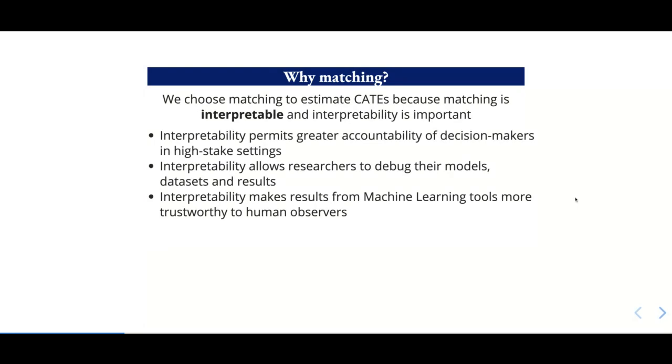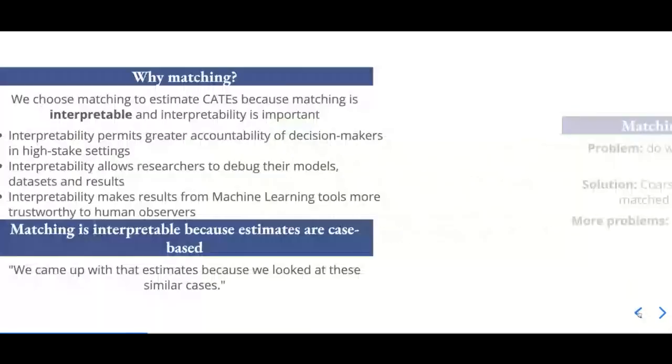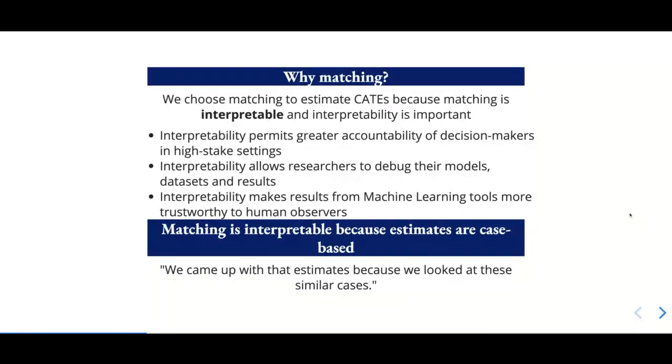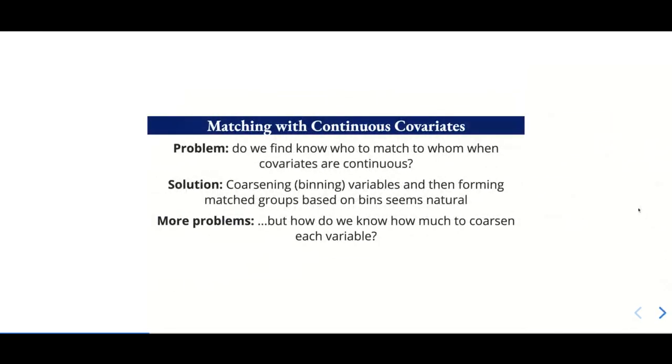And interpretability has all sorts of other nice features, including trustworthiness. The main idea here is that matching is interpretable because the estimates that it produces are case-based, right? You can say to a decision maker that you came up with this number for the effect of the treatment because you looked at similar cases. You can point to where in the data you got your estimate from. So this is nice, but the problem that arises is, what do you do when you have continuous covariates? With continuous covariates, in a probabilistic setting, the probability that you're going to find units that have exactly the same value of a covariate is very low. And so how do you then know who to match with whom?